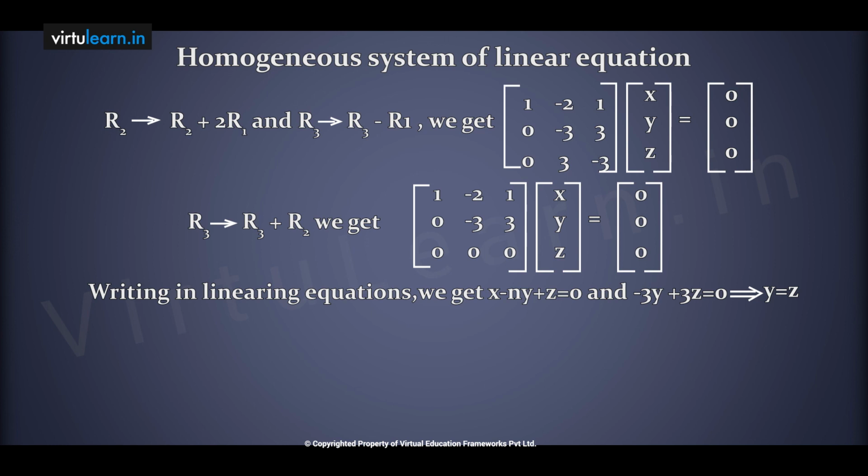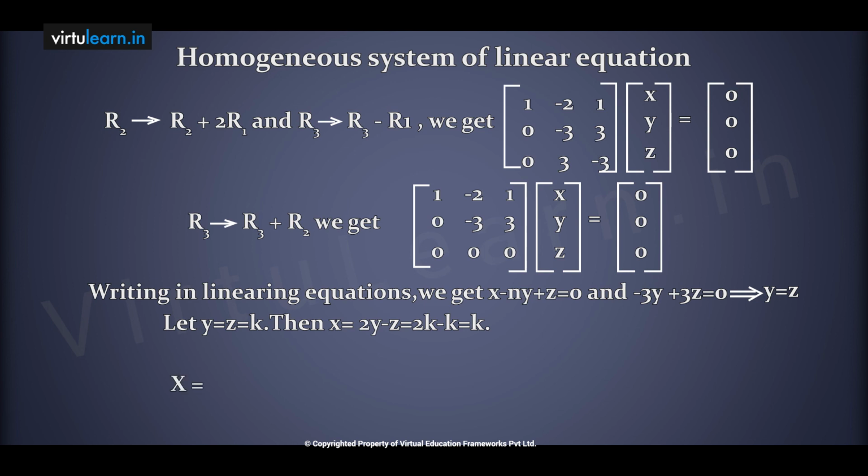Two equations are available, but we have to calculate three variables. For that purpose, from the last, I will choose z equal to k. Y equal to z equal to k, because z equal to y, therefore y equal to z equal to k. Then x equal to 2y minus z, then 2k minus k equal to k. Therefore x is also k, y is also k, z is also k.